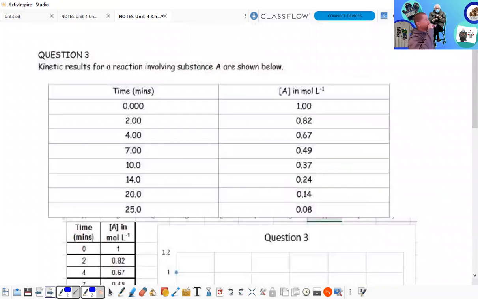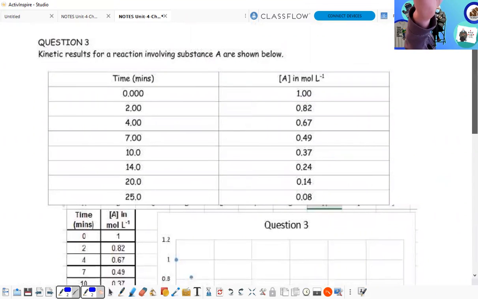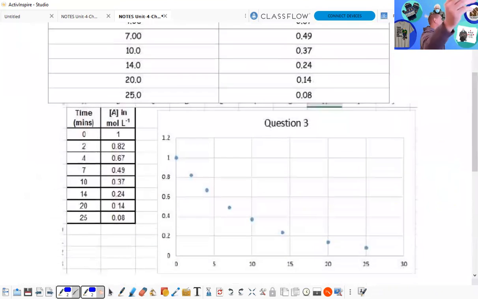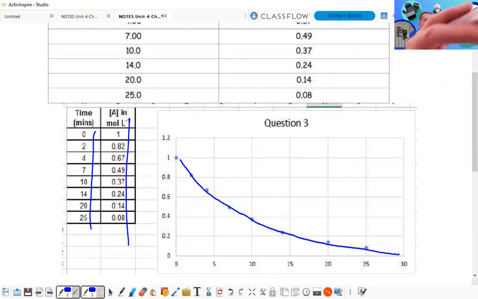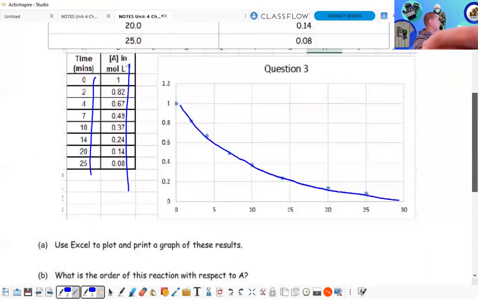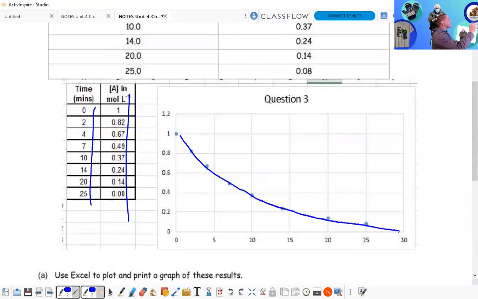Third question. All right, so once again, we're given concentration versus time, this time in minutes. I took that data and did the first part of the question for you, plugged it in Excel, and here is the graph that we get. So we get this curve. What is the order of the reaction with respect to A? The only thing we're given here is either the graph or the data.